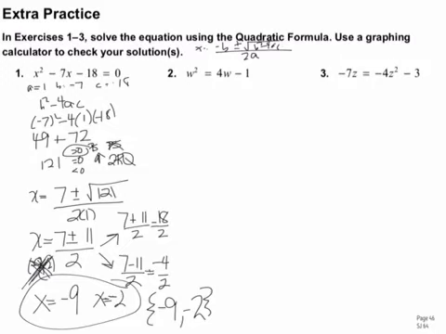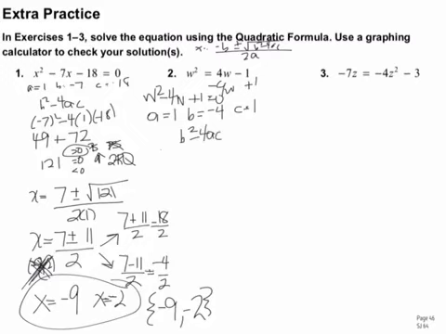Okay, so let's move on to the next one. It does not equal 0, so I'm going to subtract 4w and add 1. A is going to equal 1, B is going to equal negative 4, and C is going to equal 1. I'm going to do b squared minus 4ac first. Negative 4 squared minus 4 times 1 times 1, so 16 minus 4, which is 12.